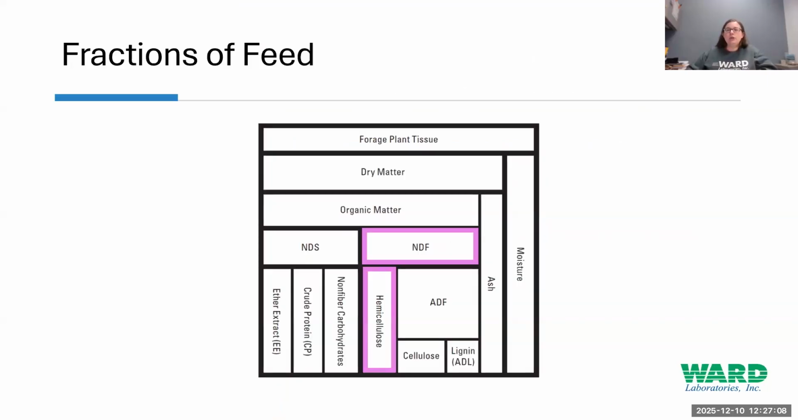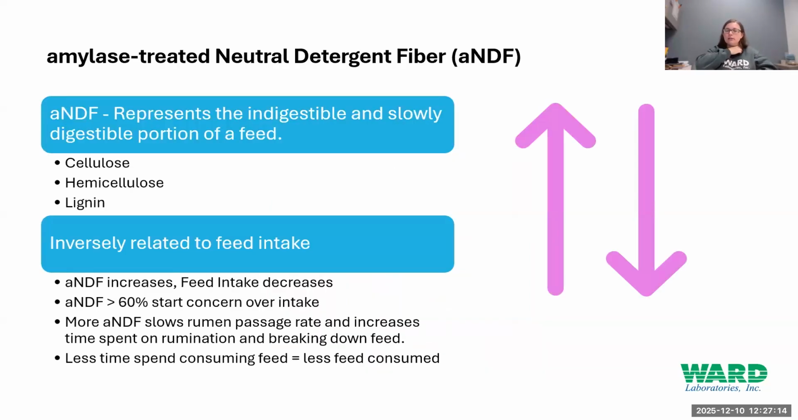Okay, now looking at neutral detergent fiber, the first thing we're going to look at is that hemicellulose. So first, I kind of explained neutral detergent fiber is basically we put it in a washing machine and we're pulling off the fat, the protein, the non-structural, non-fiber carbohydrates. And so this represents the slowly digestible portion of the feed as well as the indigestible portion of the feed. So that's going to include cellulose, hemicellulose, and lignin. Okay, and so the more lignin and the more cellulose that's included in this, the less digestible NDF actually is. And I think that's my next slide.